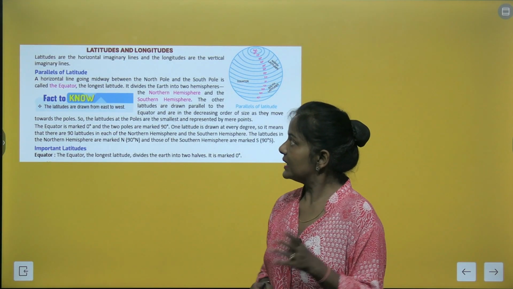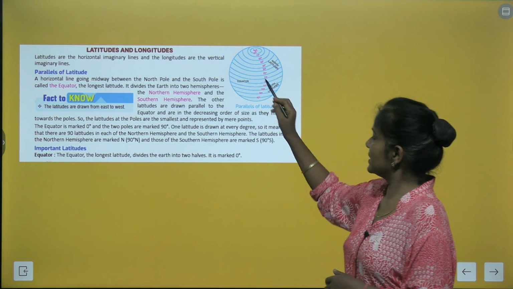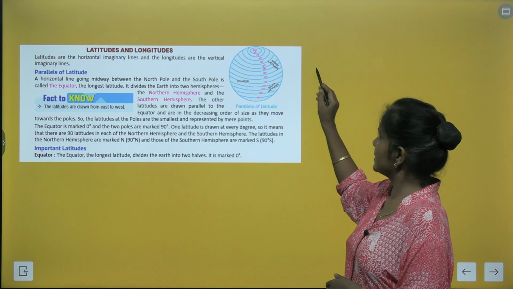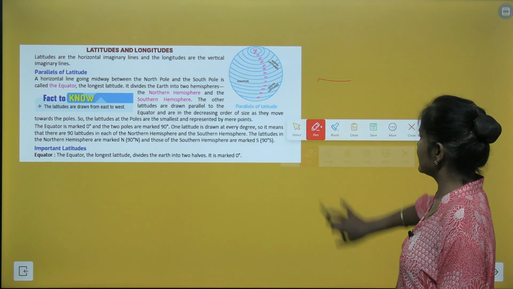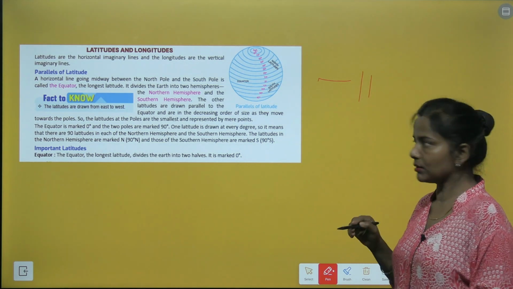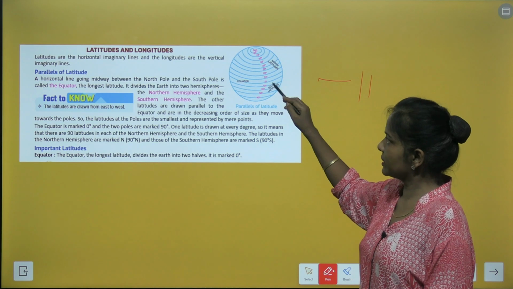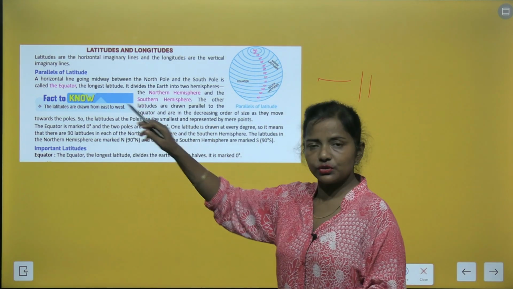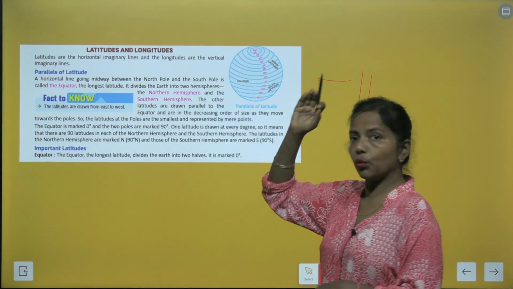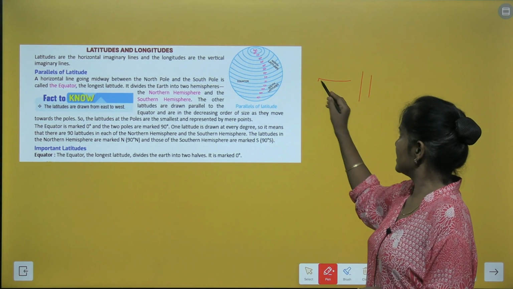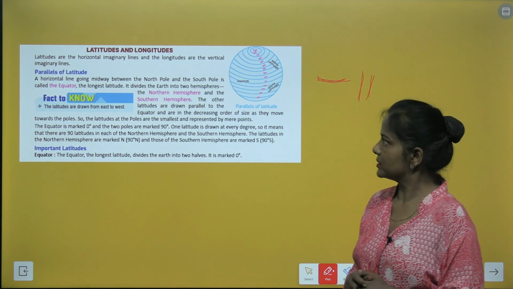Latitudes and longitudes. Latitudes are the horizontal imaginary lines. Now see, ये जो horizontal, this is horizontal. You all must be knowing horizontal is like this and vertical is like this. Okay? So latitudes जो होते हैं वो horizontal imaginary lines होते हैं, और जो longitudes होते हैं वो vertical imaginary lines. So horizontal is latitude and vertical is longitude.